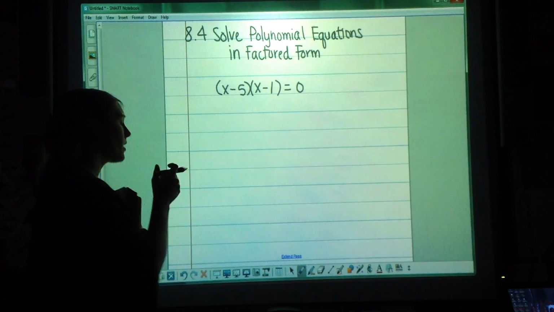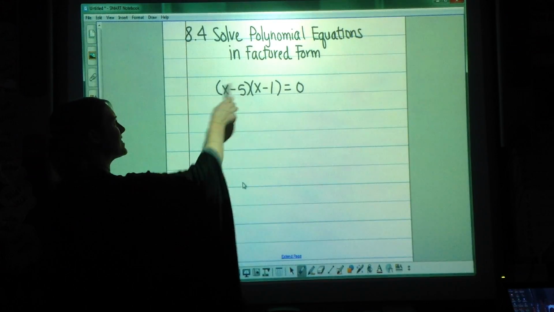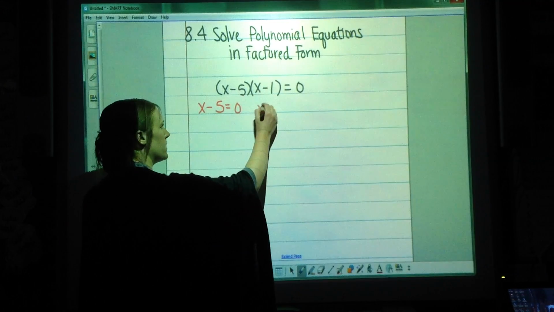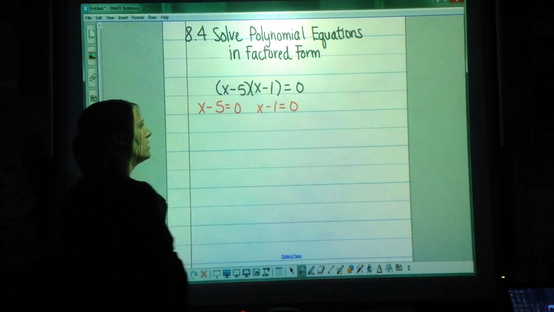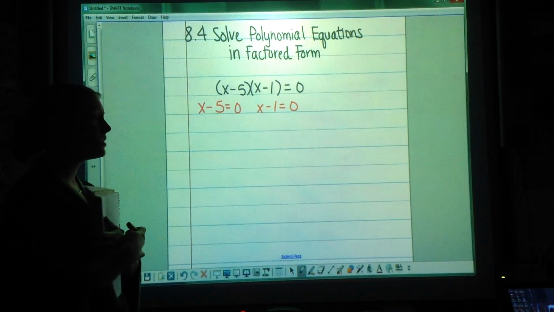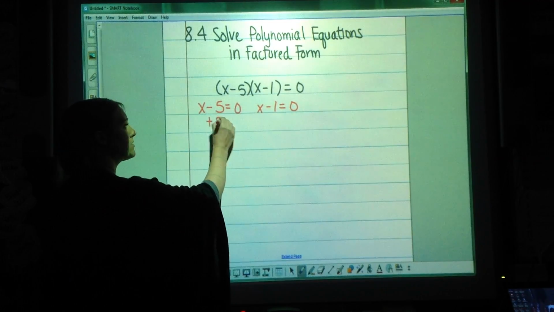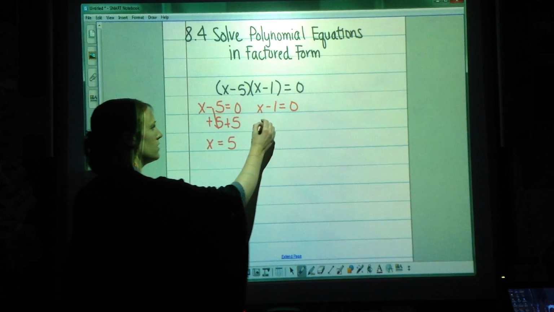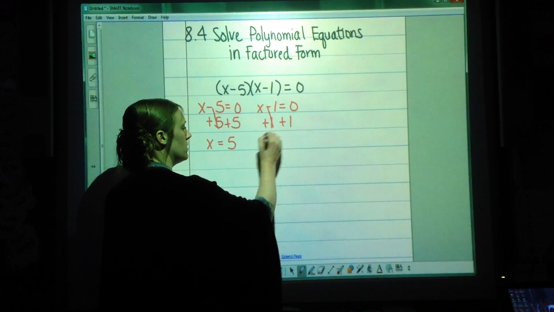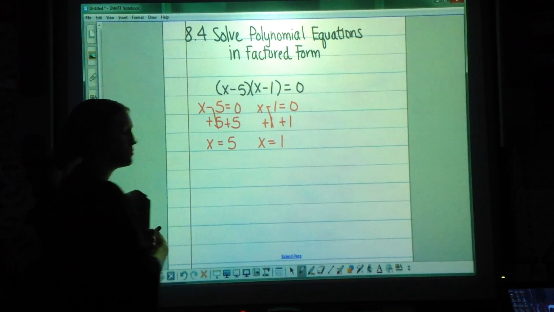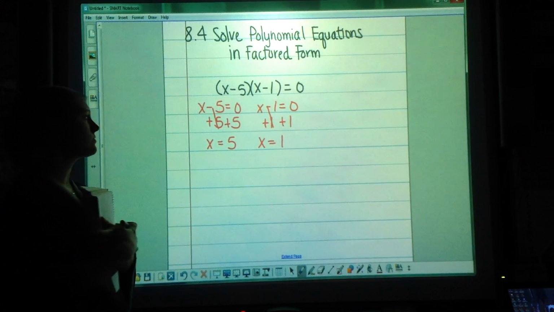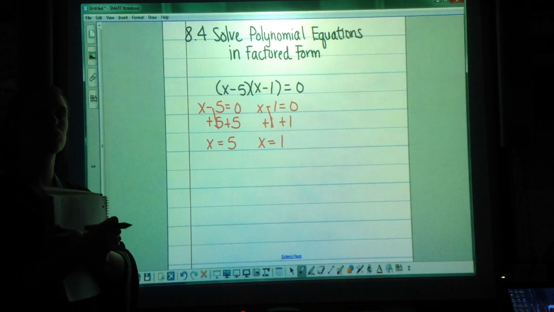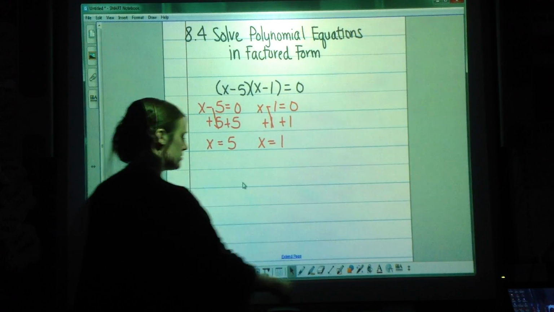The zero product property says that we can set this quantity to 0 and this quantity to 0. Once both are set equal to 0, you can solve for x. And I'm going to get 2 answers. That's as far as you have to go. Okay, that's what you're going to do on this lesson. I'm going to show you what you're not going to do.